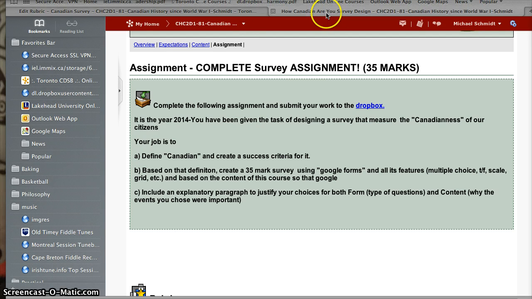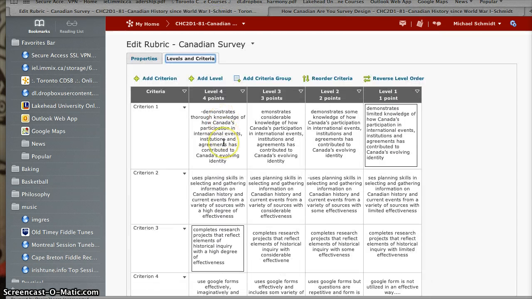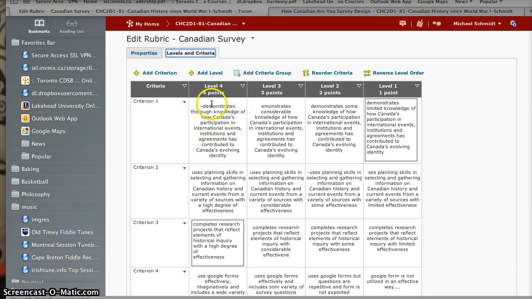And I think the rubric, if you take a look at it, and we'll take a look at it right here, reflects that pretty well. So it demonstrates thorough knowledge of how Canada's participating in international events, institutions, and agreements has contributed to Canada's evolving identity. So there's a historical component. Okay, use planning skills in selecting and gathering information on Canadian history and current events. Key word here, current events.